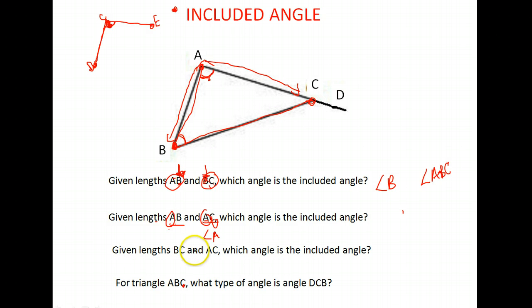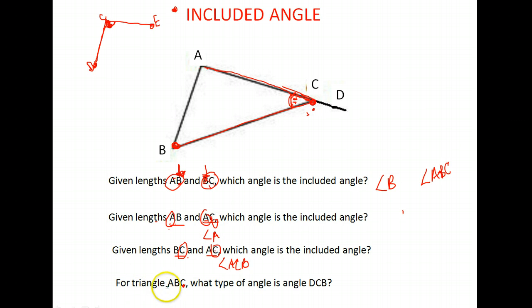Given lengths BC and AC, which angle is the included angle? Let's identify those. Let me clear my screen real fast, or my triangle, so we can see. Again, we're looking at BC and AC. Looking at the names, you should be able to determine the included angle. It's the one that they share, C. Looking at the picture, you would draw those lines, BC and AC. You want the angle that's squeezed in between them right here, which is angle ACB. I can't call this one just angle C because notice there's another angle located there.